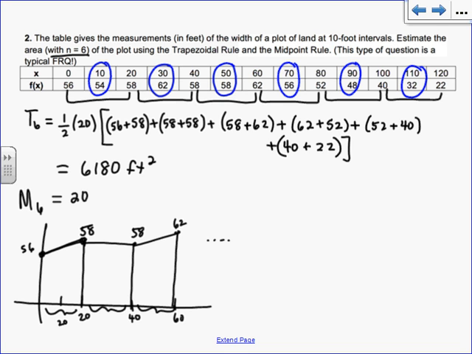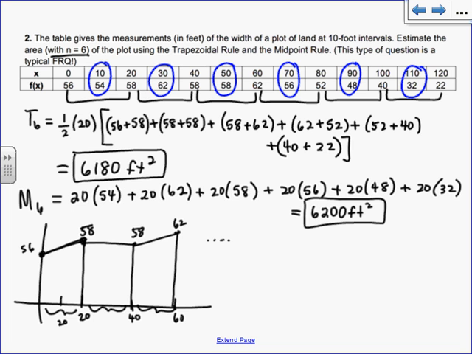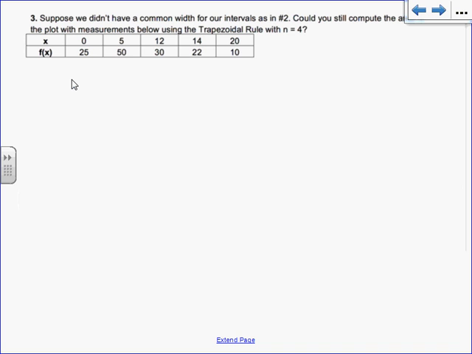So for our midpoint rule, the width of each one is 20. Each of these is going to have a width of 20, and then the first height is 54. And then we have a width of 20 and 62, a width of 20, 58, a width of 20, 56, a width of 20, 48, a width of 20, and 32. So you could easily pull out the 20, right? Instead of writing it all out like that, your final answer is going to be very close to the trapezoidal rule. You get 6,200 square feet. Unless your numbers are all over the place, those numbers will be very close to each other. They should be.